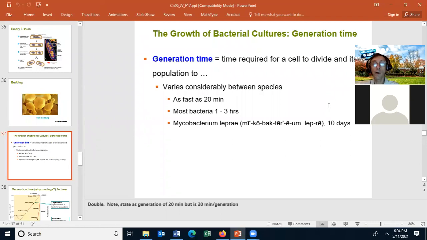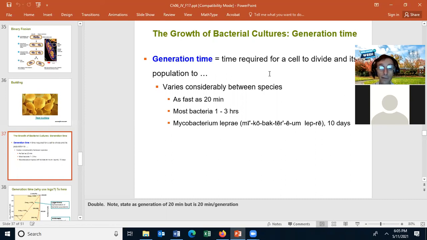So bacteria can grow by binary fission, by budding, and a few can grow by reproductive spores. When we're talking about the growth of bacteria cultures, it's useful to talk about the generation time. The generation time is the time required for a cell to divide into 2. This is also the same as the population generation time. So the time for 1 cell to divide into 2 is the same time for the population to double in size.